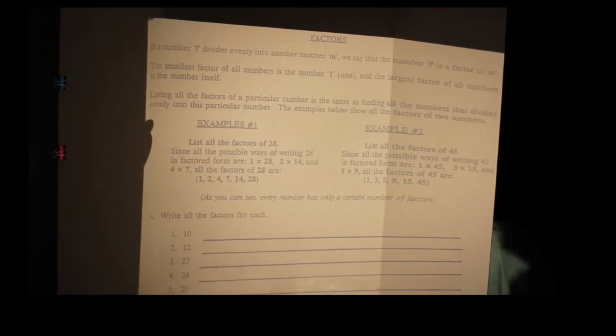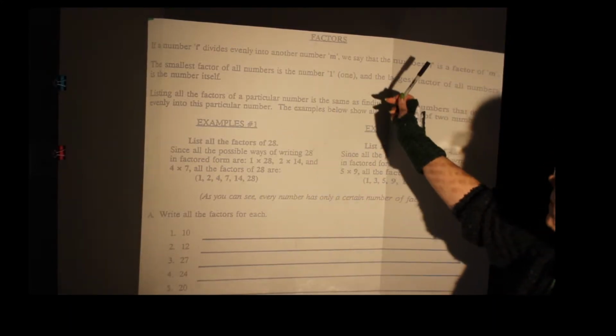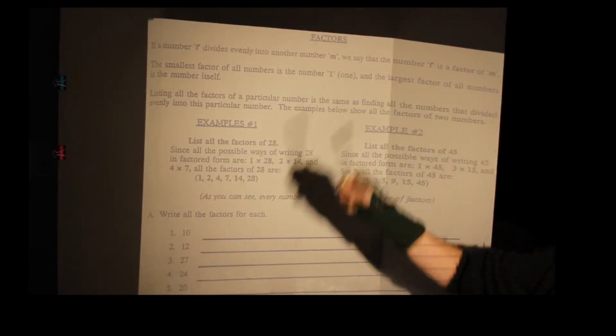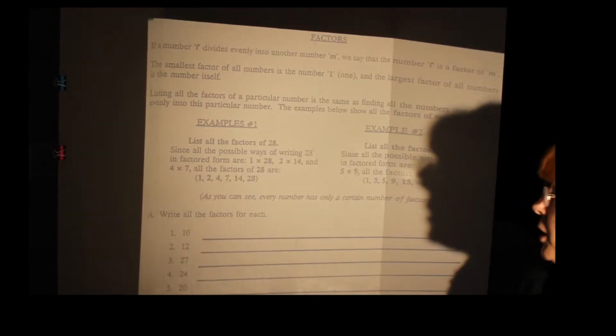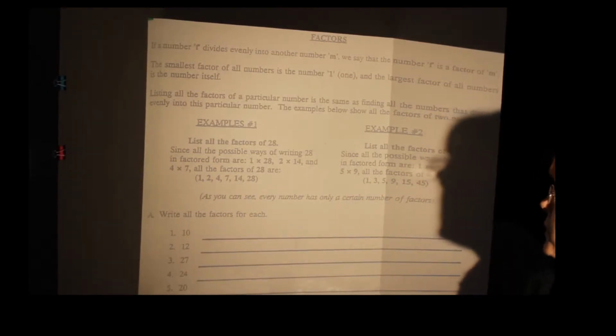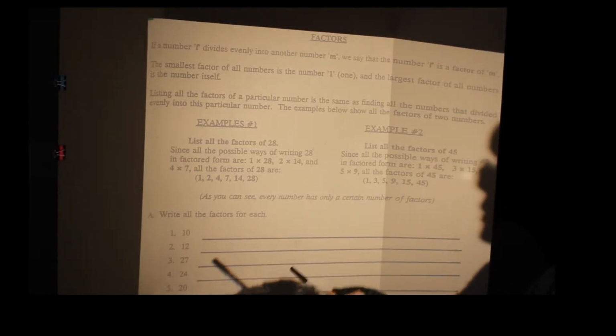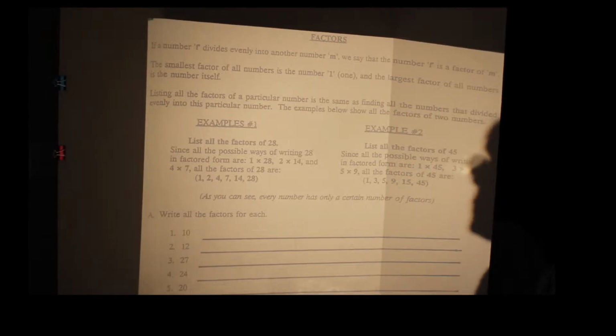So we're talking about factors. This overhead's a little weak for color. If a number divides evenly into another number, we're going to call that a factor of the number, one of the factors. Your smallest factor is always 1. Your largest factor is always the number that they give you as an example. You list all the factors of the number in order. So that's finding all the numbers that divide evenly into a particular number. We're going to look at a couple of examples.